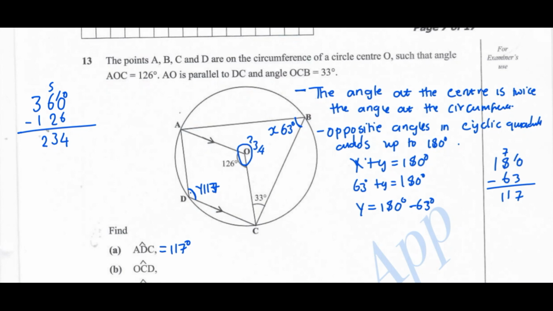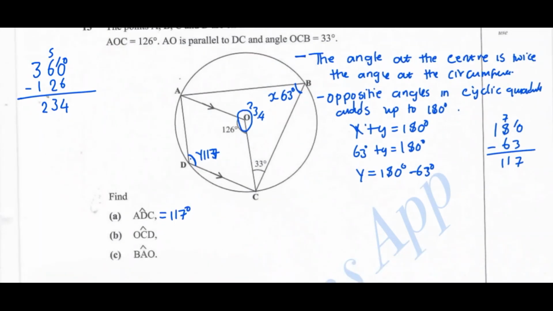Now let's look at question B, OCD, this angle here. Look at the line AO, this one, and these two lines are parallel. Whenever you have two lines that are parallel to each other, the concept is that if we have this angle and you want to find this angle, these two angles add up to 180 as long as they are parallel, and we have been given that statement: AO is parallel to DC.